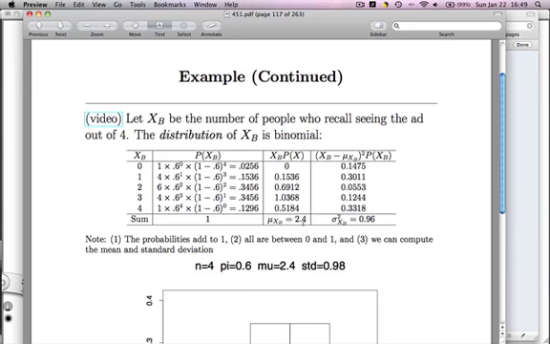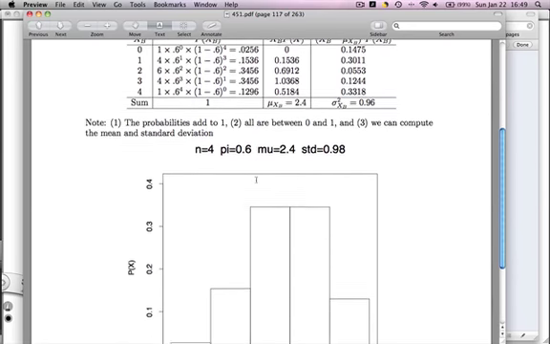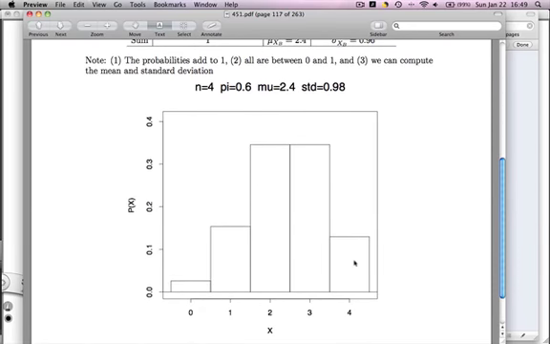We can graph this distribution, and I've done that below. Here's what it looks like. The mean is at 2.4, so if I stick a wedge about here, I hope you'll agree that it looks like it would be in balance at about 2.4.